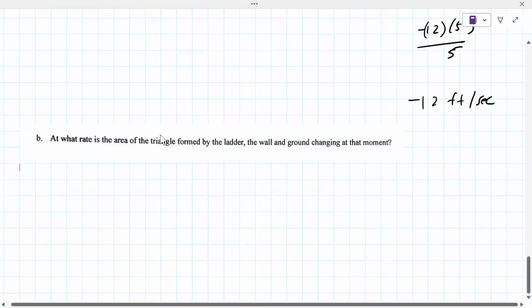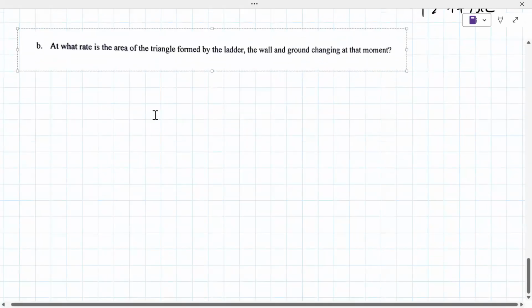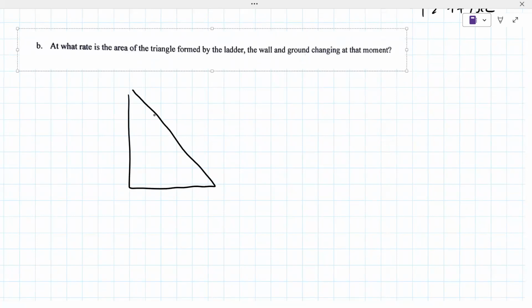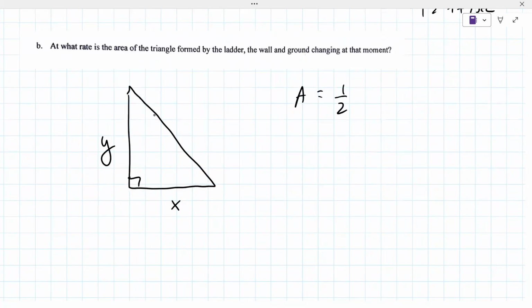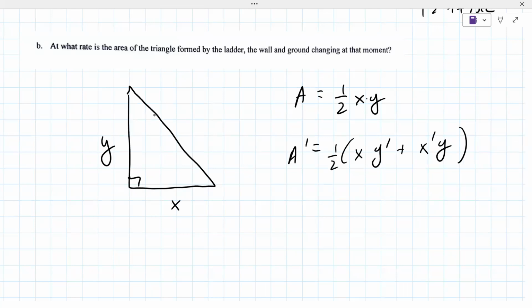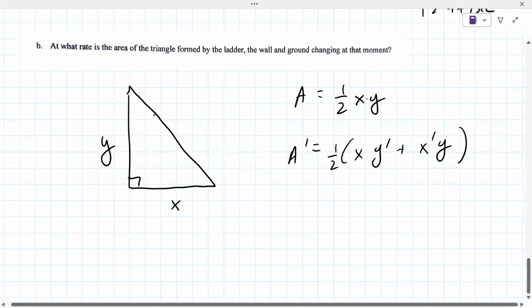All right. At what rate is the area of the triangle formed by the ladder, the wall, and the ground changing at that moment? The area is 1/2 base times height, and we have to take a derivative of this. So A prime, this is a product rule. So it's x y prime plus x prime y, like that. And that's why you need the y prime from the previous problem.